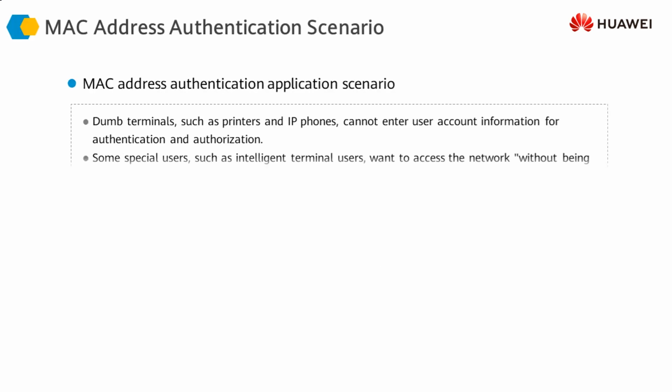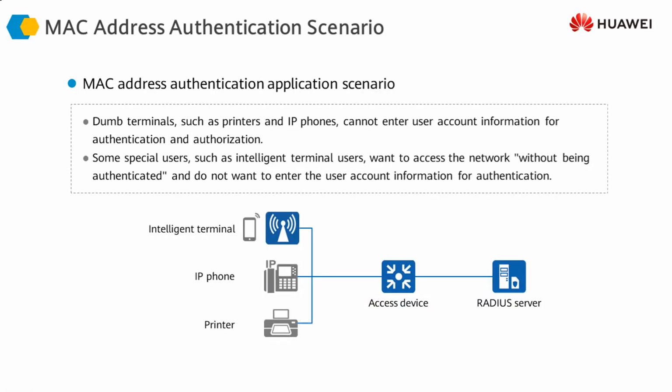This is a typical scenario where we have either dumb devices which do not support 802.1x authentication, or we can even have intelligent terminal devices which do not want to be authenticated using 802.1x. They can either be wired connections or wireless connections. So this means that we can have either 802.1x wired authentication or 802.1x wireless authentication. Similarly, we can have MAC address wired authentication or wireless MAC authentication, depending upon our specific implementation and requirements.